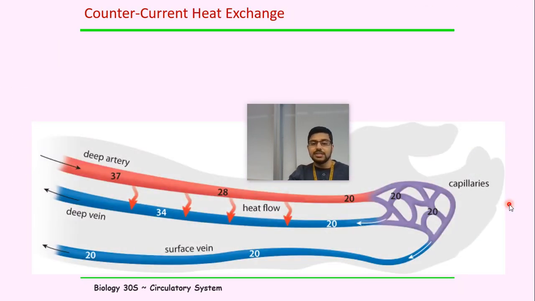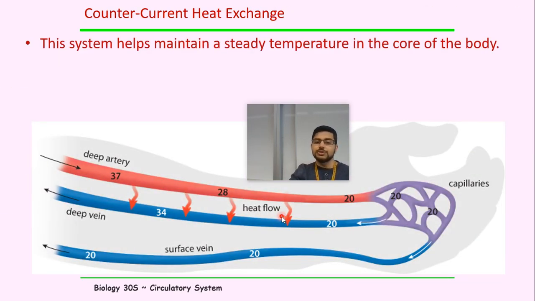Another way of looking at it is how you can see deep arteries transferring heat to deeper veins, to surface or superficial veins. That helps your body release that energy. That way, our internal temperature can be around 37 degrees Celsius, but our external or surface temperature is closer to the actual room temperature that we're in.